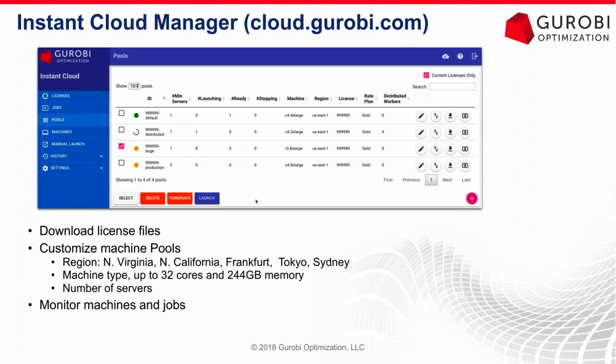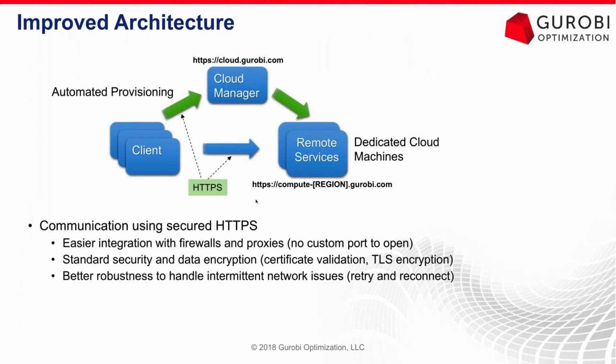You can also just choose what kind of computers that you want to get, including computers with lots and lots of cores and lots of memory. You can also choose how many compute servers that you want to run. And the Instant Cloud interface lets me monitor the machines and the jobs. Now, these are features we've had for a while. Let's talk about some of the new things that we introduced in version 8.